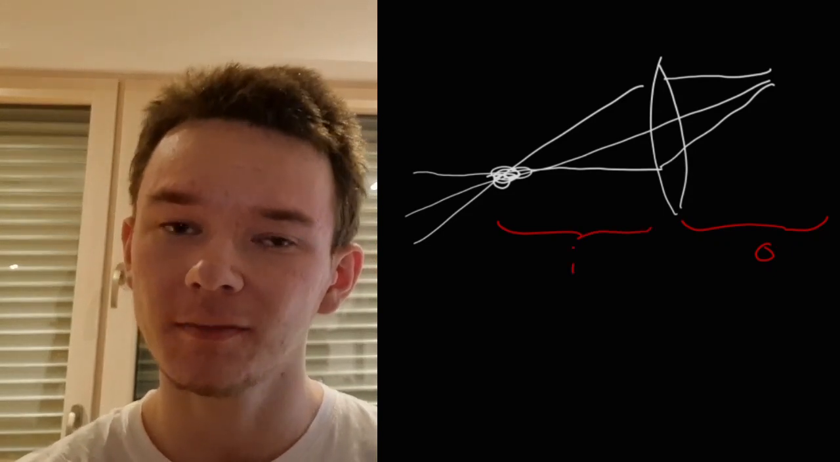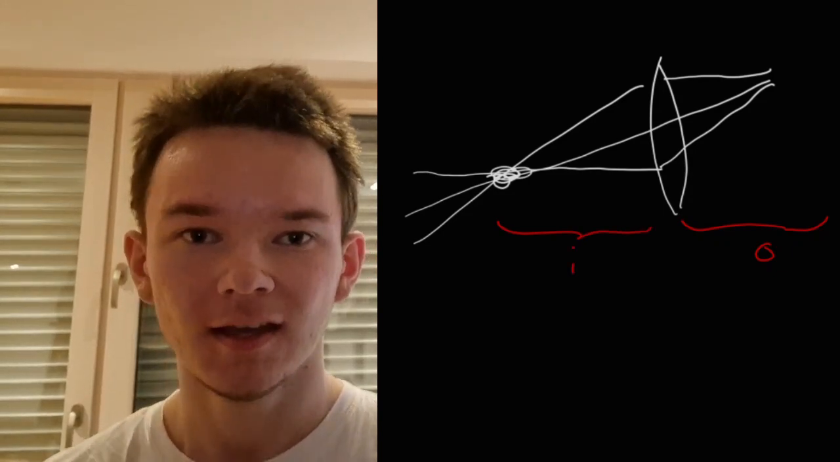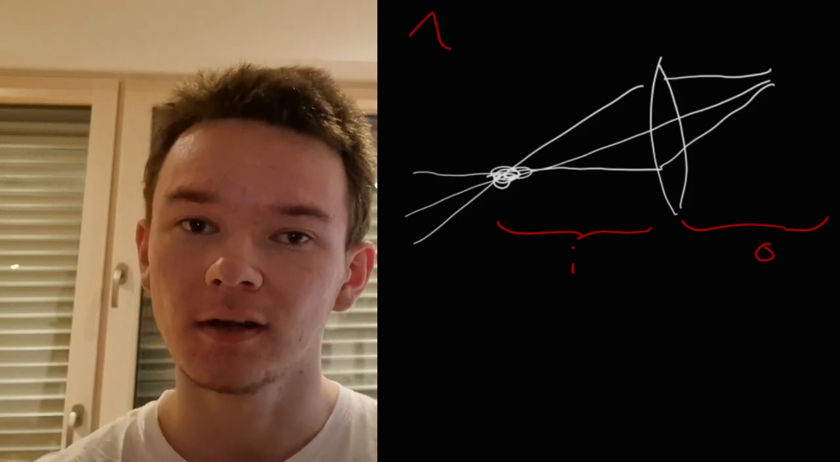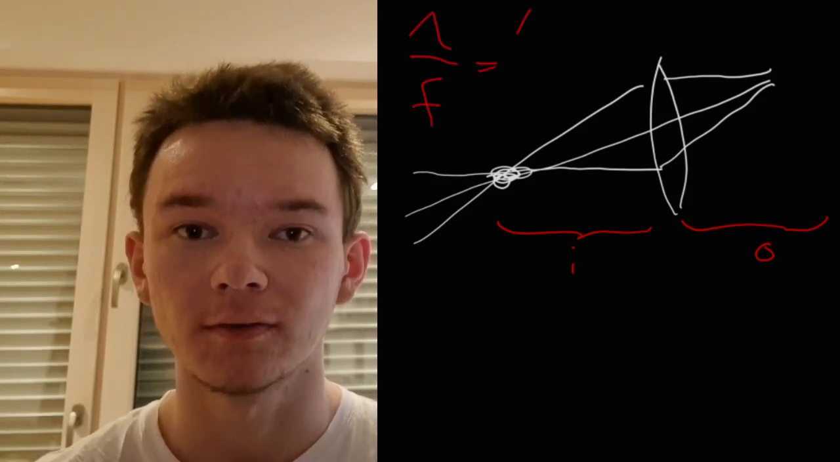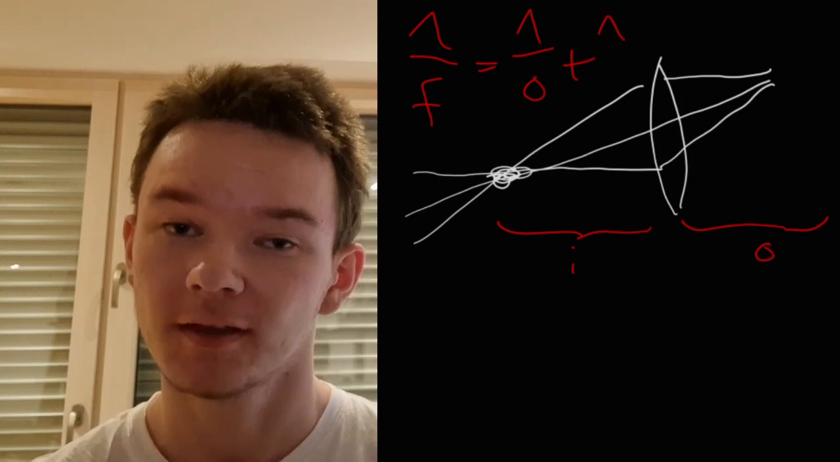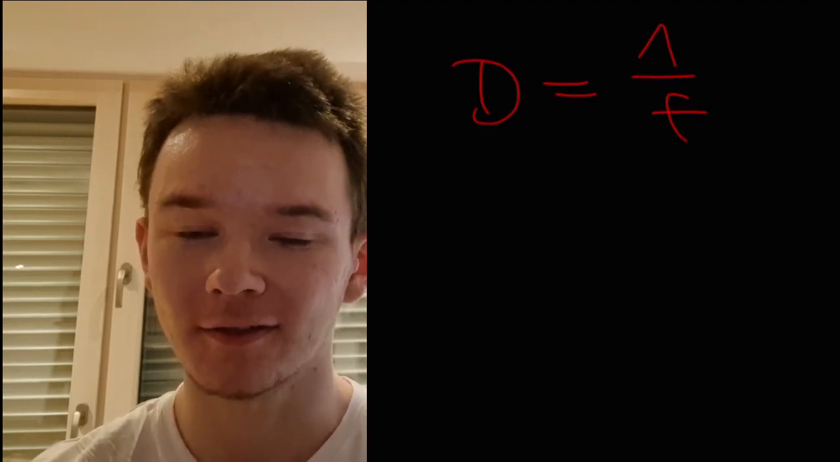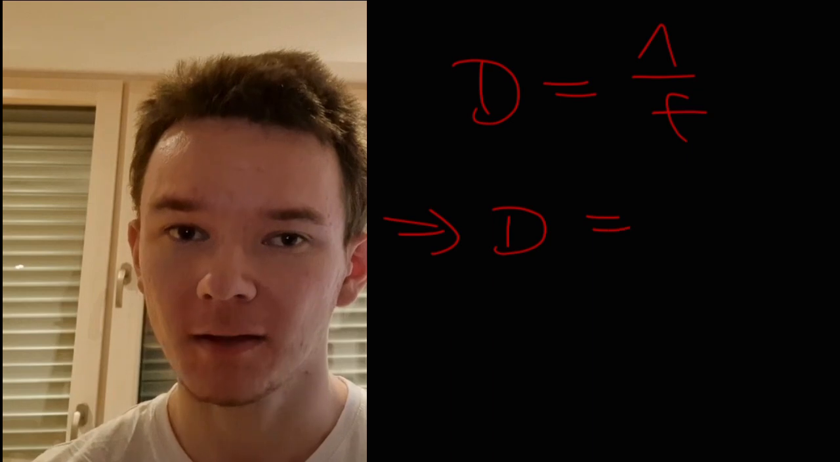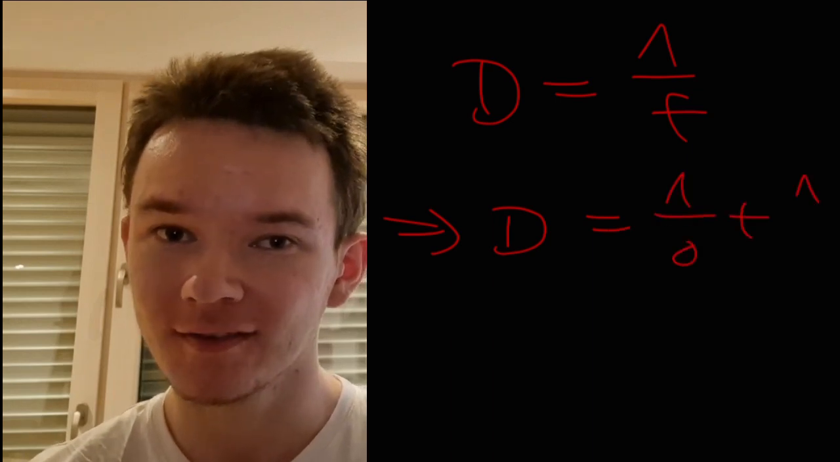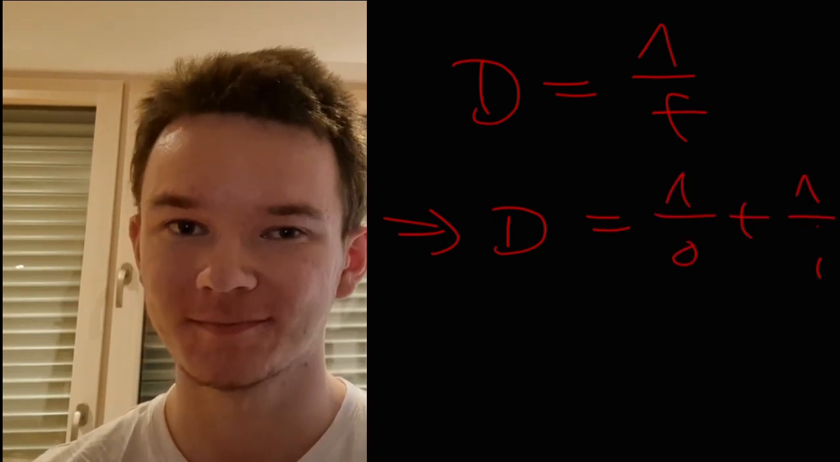And then there's a quite simple equation which is called the lens equation, which tells us that 1 over the focal length of the lens is equal to 1 over the object distance plus 1 over the image distance. And now, per definition, the optical power, so the dioptres of your lens, is equal to 1 over the focal length of the lens. So in the end, we get the optical power equals 1 over the object distance plus 1 over the image distance.